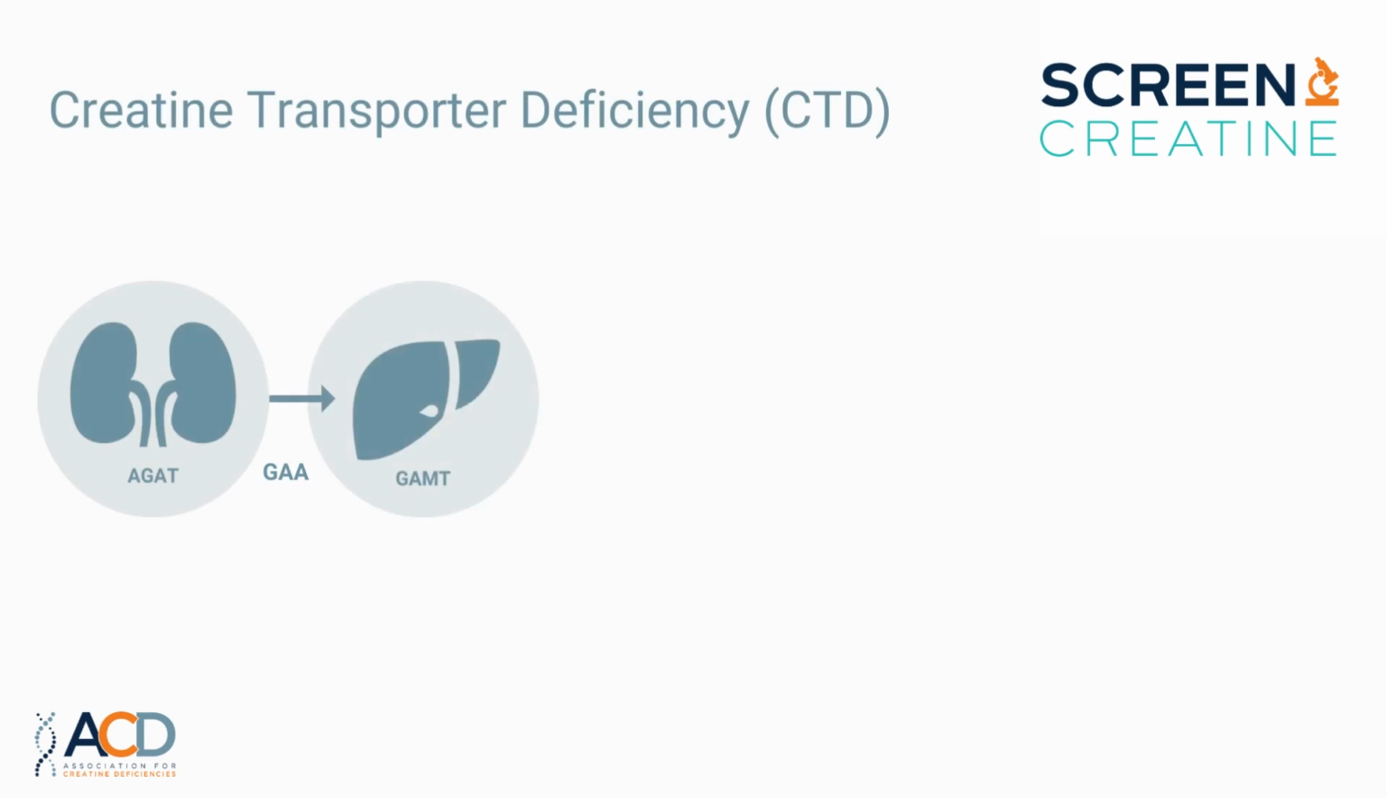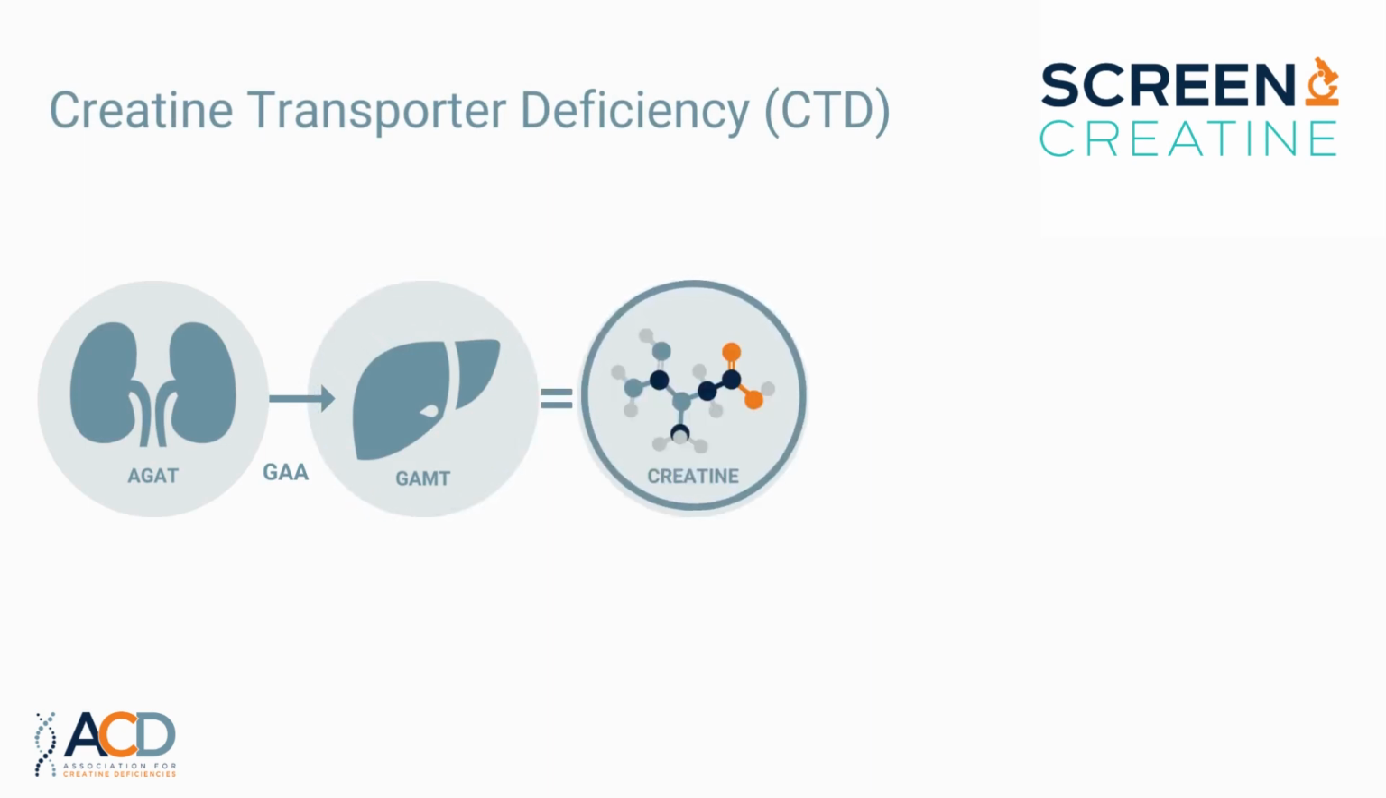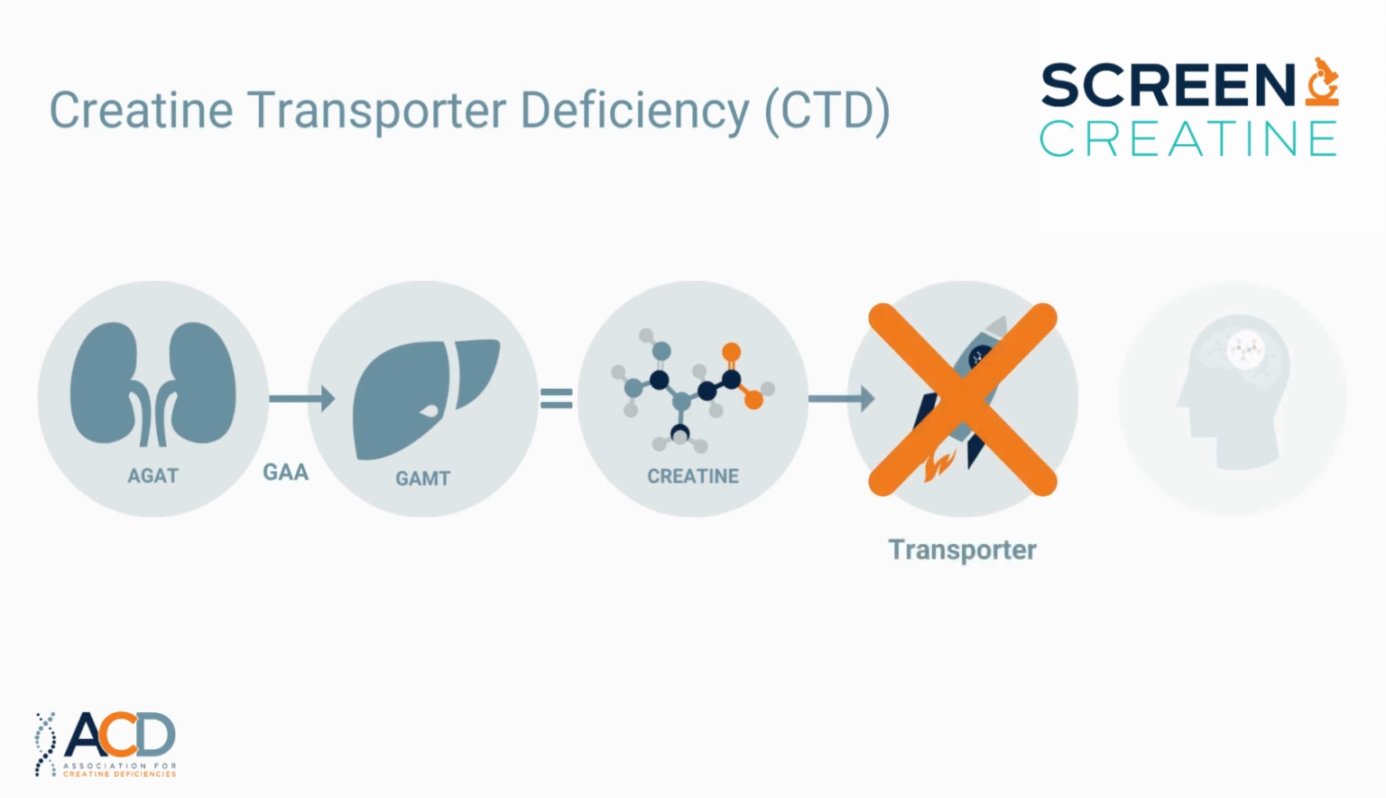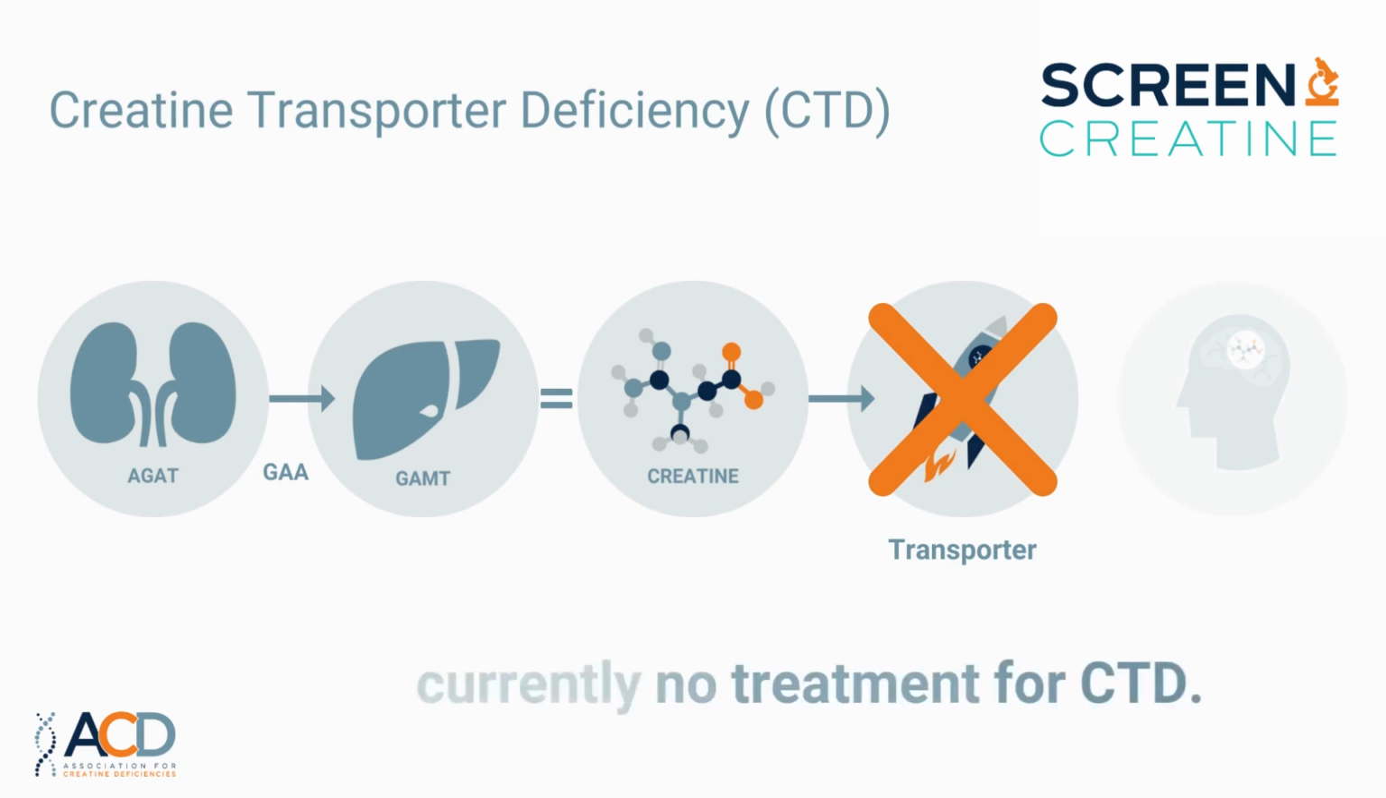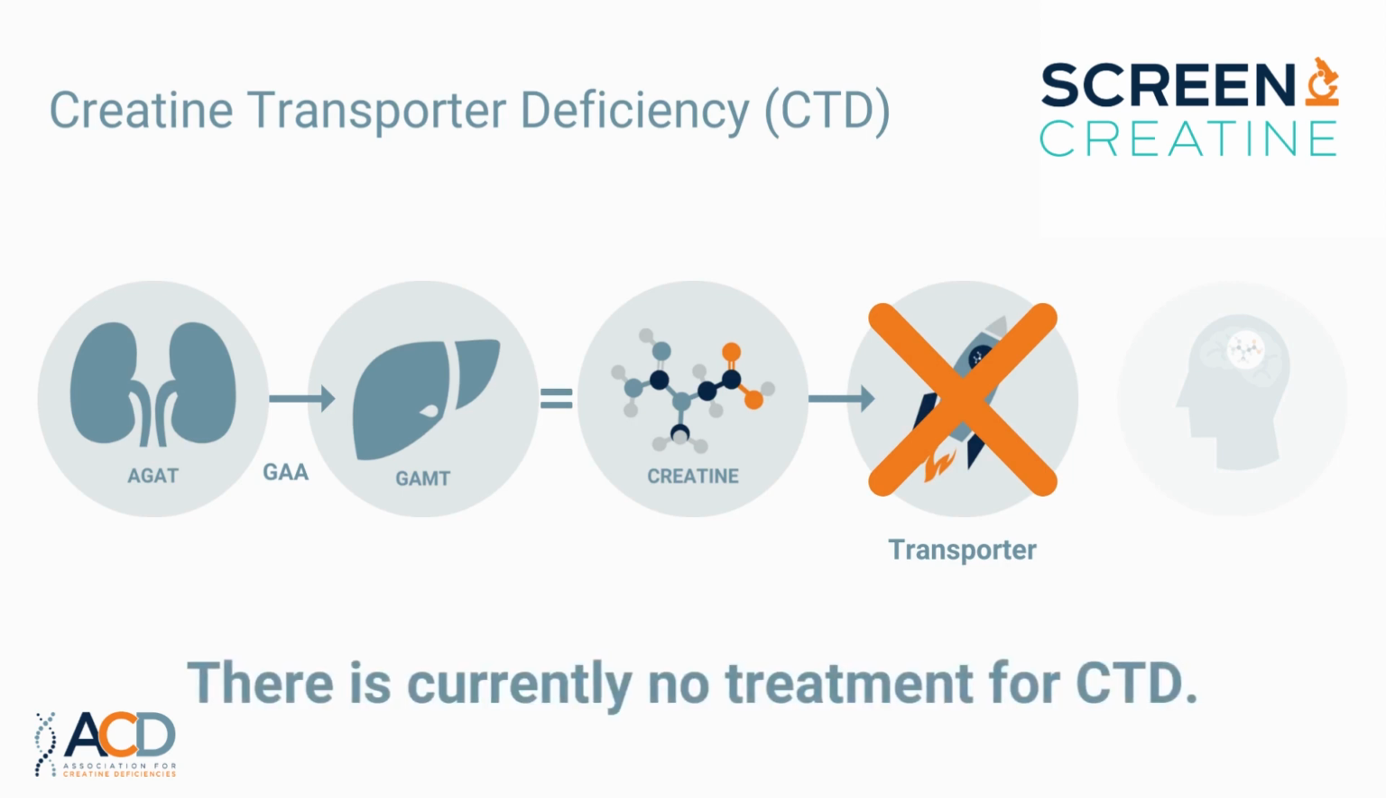In creatine transporter deficiency, or CTD, AGAT and GAMT enzymes are functioning properly and make the creatine needed for the brain and muscles. The transporter at the cell membrane that moves the creatine into the cell is missing. This results in a lack of creatine where it is needed the most. There is currently no treatment for CTD.